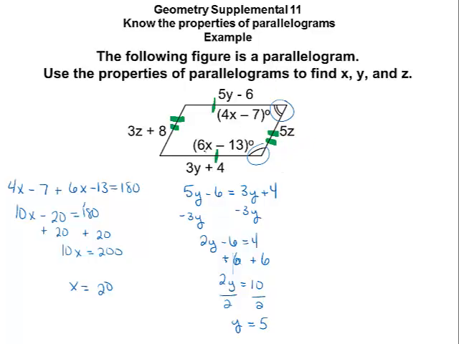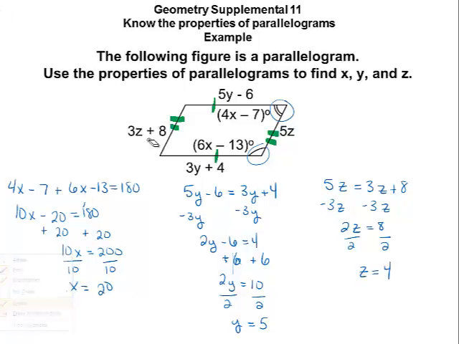Okay, so for the z's, these two sides are equal. So 5z is equal to 3z plus 8. Take 3z away from both sides. 2z is equal to 8. Divide by 2, so z is equal to 4. So I did x, y, z in that order, but you don't have to do it in order that way. You can do whichever order you want.